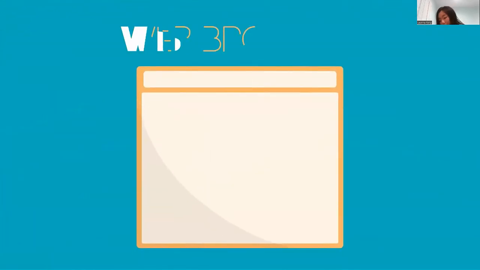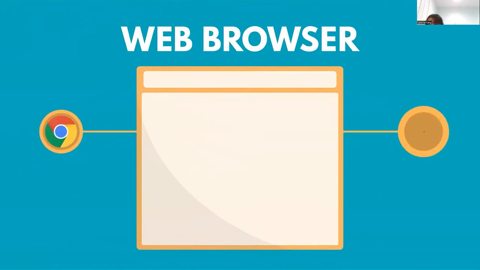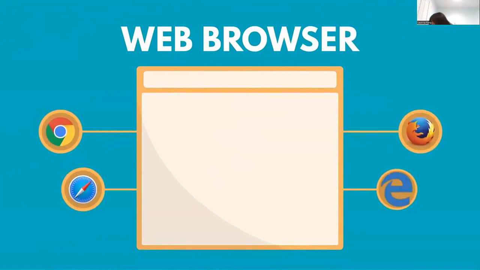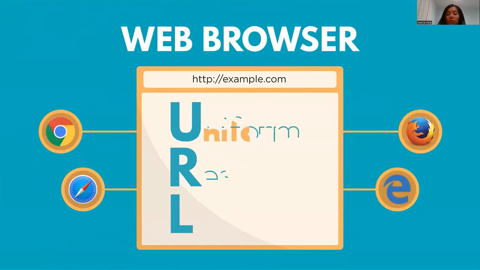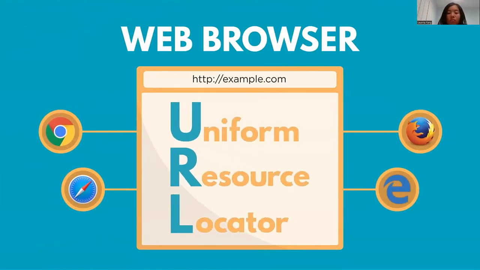Let's look at web browsing. First, you open a web browser. It's the app you use to access web pages. Next, you type in the web address, or URL, which stands for Uniform Resource Locator, of the website you want to visit, like tumblr.com.